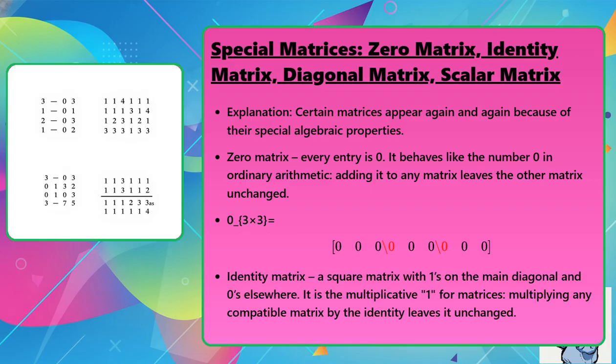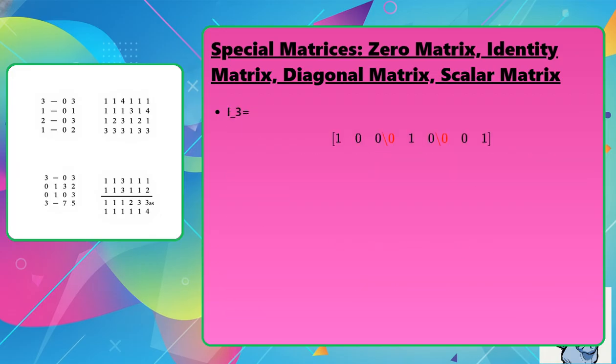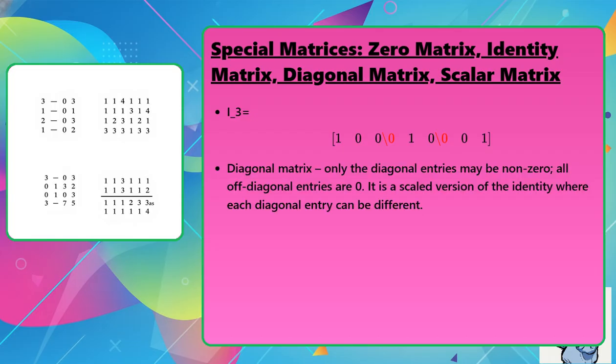Identity matrix: a square matrix with ones on the main diagonal and zeros elsewhere. It is the multiplicative one for matrices: multiplying any compatible matrix by the identity leaves it unchanged. The identity matrix for 3 is a 3 by 3 matrix with ones on the diagonal and zeros elsewhere. Diagonal matrix: only the diagonal entries may be non-zero, all off-diagonal entries are 0. It is a scaled version of the identity where each diagonal entry can be different. Diagonal matrix D has 5, 3, 7 on the diagonal and zeros elsewhere.